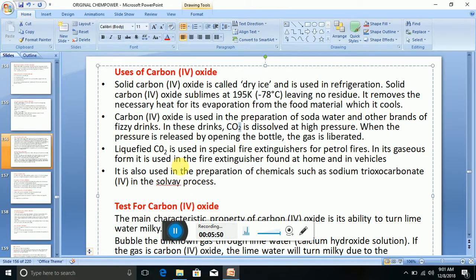Liquefied carbon (IV) oxide is used in special fire extinguishers for petrol fires. In its gaseous form, it is used in the fire extinguisher found at home and in vehicles. It is also used in the preparation of chemicals such as sodium trioxocarbonate (IV) in the Solvay process.